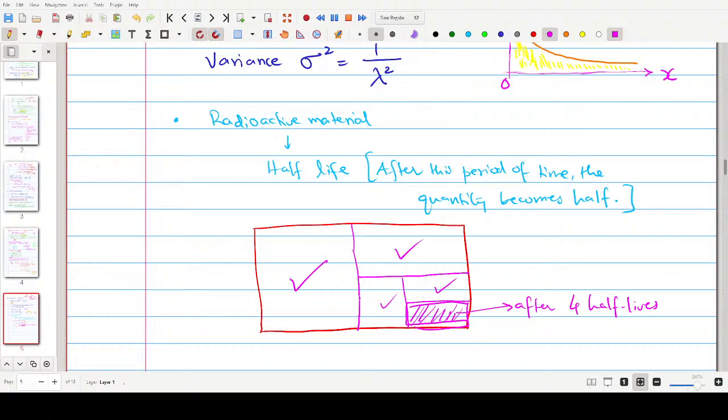So in radioactivity, Madame Curie and Pierre Curie got the Nobel Prize for using and describing this particular distribution. Okay.